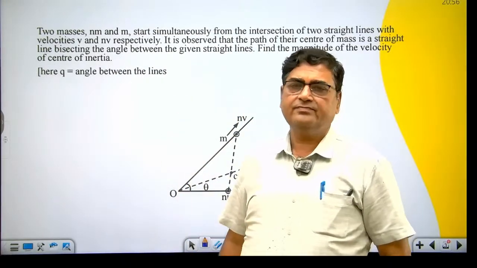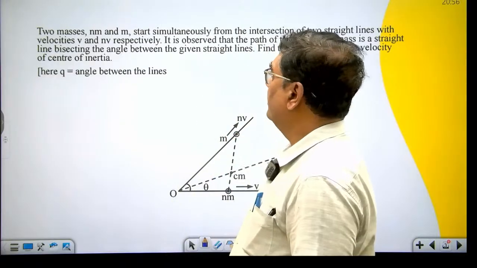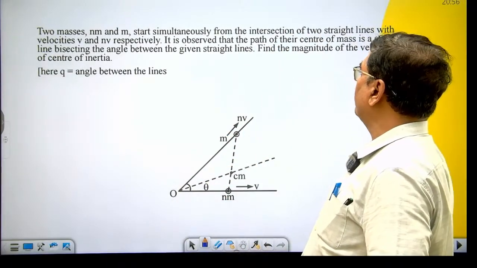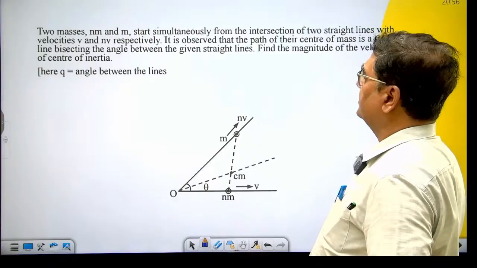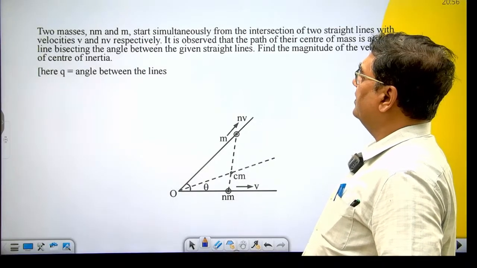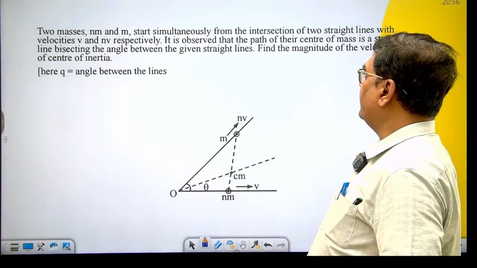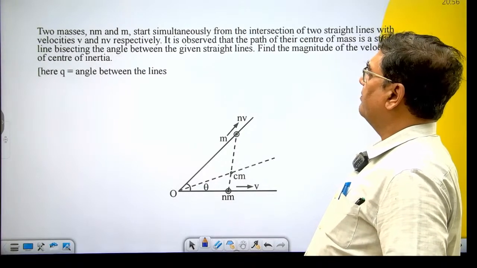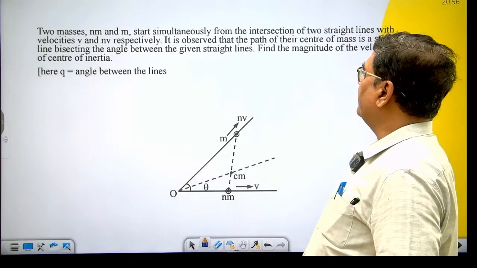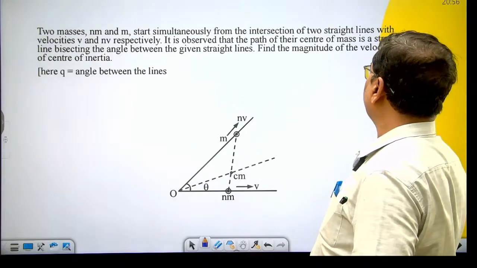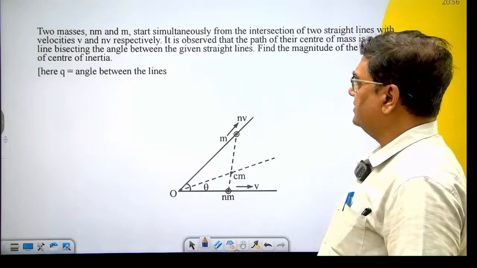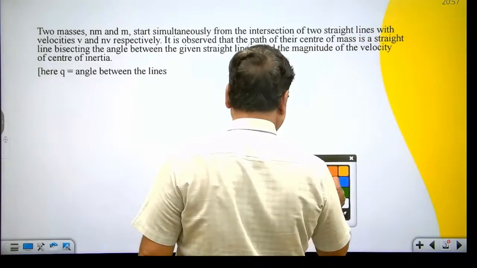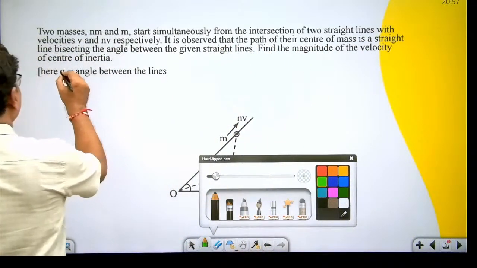Let's start the problem solving. Two masses nm and m start simultaneously from the intersection of two straight lines with velocities v and nv respectively. It is observed that the path of their center of mass is a straight line bisecting the angle between the given straight lines. Find the magnitude of the velocity of center of mass. Here theta is the angle between the lines. Dear student, in the question this is theta.